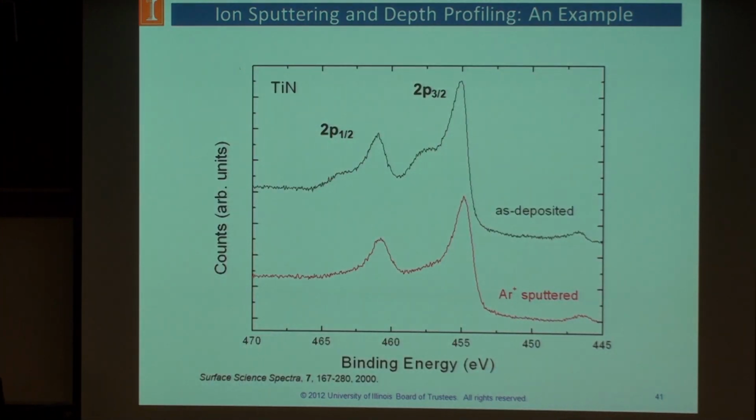Here's another example of sputtering. Looking closely at the titanium nitride 2p spectra, we'll see that we have these real nice satellites that are related to final state effects. They're actually removed during the sputtering process. The final state effect is related to the electronic structure of the titanium nitride. As you can see, by the sputtering process, we did alter it. So, like I said, there are good things and bad things about ion sputtering.